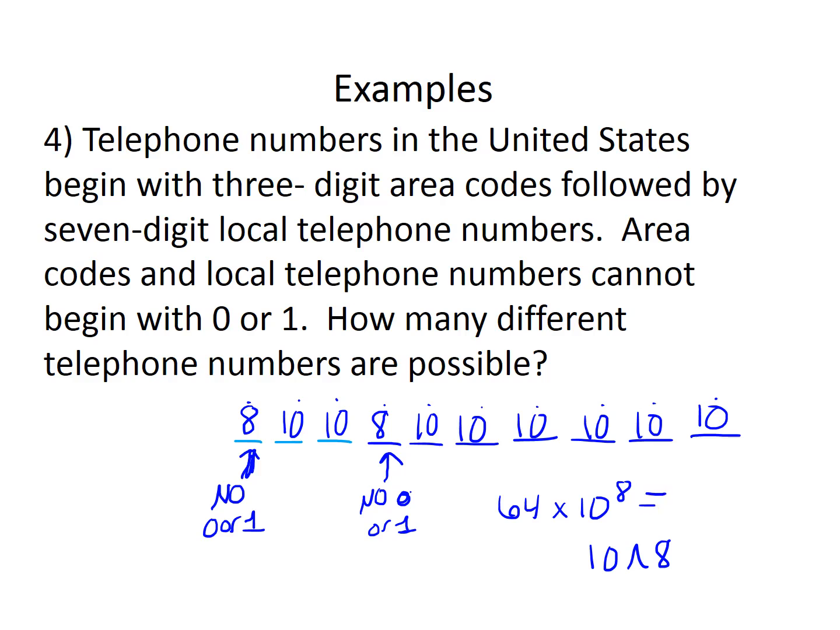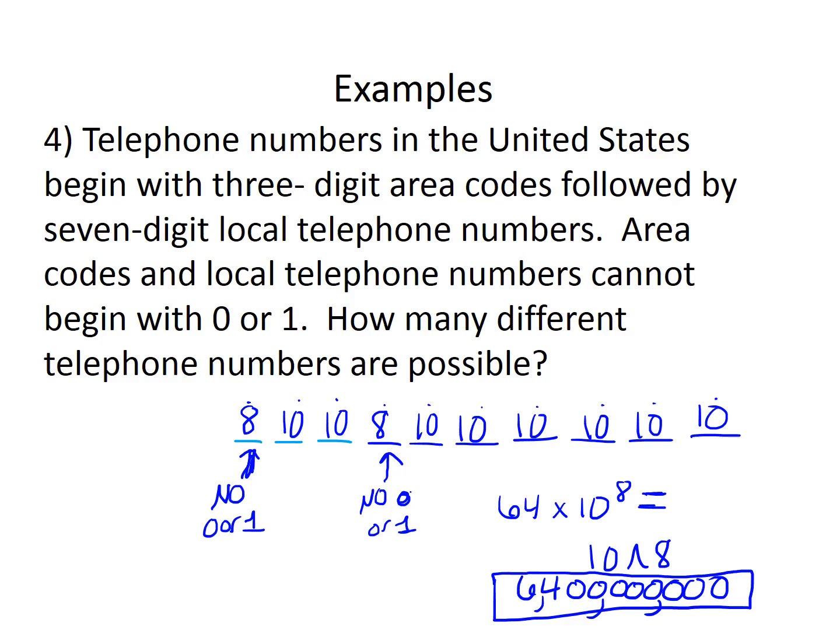This is, of course, scientific notation. Your calculator might give you 64 and then have 8 zeros after it. 1, 2, 3, 4, 5, 6, 7, 8. So you can see there's actually 6,400,000,000 different phone numbers.